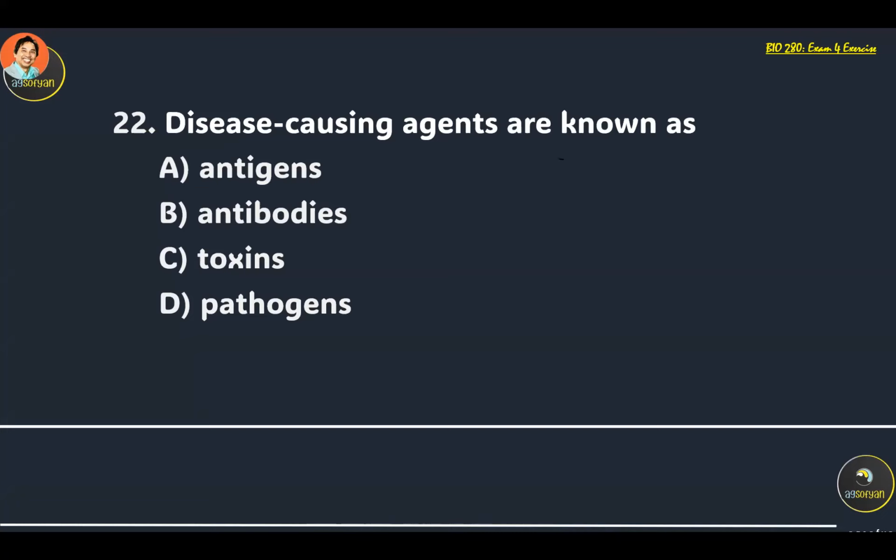Disease-causing agents are known as A, B, C, or D. Remember again, the terminology for disease is patho. Like pathology is the science of disease. And then agents that cause the disease are going to be pathogens. You just combine that. Pathogens.